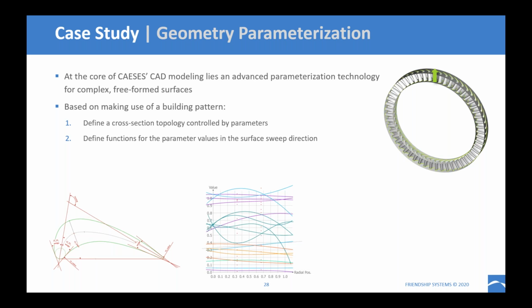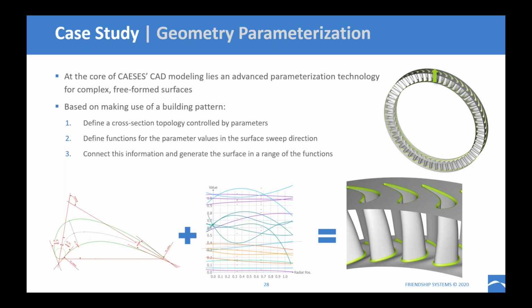So for a blade, I think this is pretty straightforward. We have our airfoil section, and we want to sweep the blade in radial direction. And there we have these functions that describe how these parameters change in radial direction. And for every arbitrary radial position, we can get the exact parameter value from these functions. So if we combine this information, the building pattern and the distribution functions for the parameter values, then we can generate the surface.